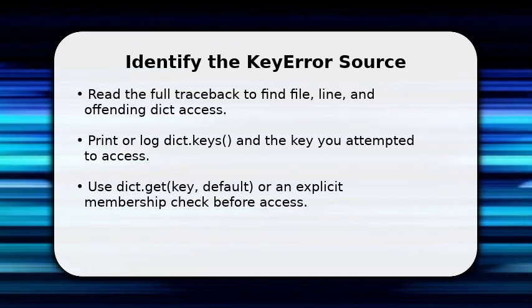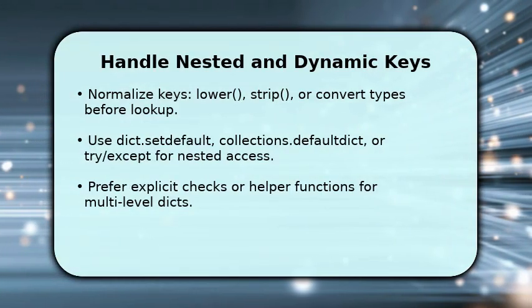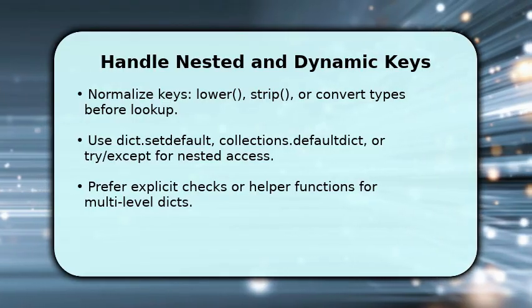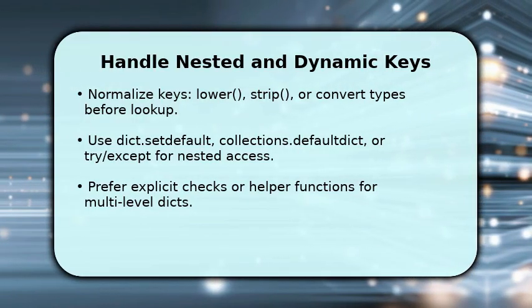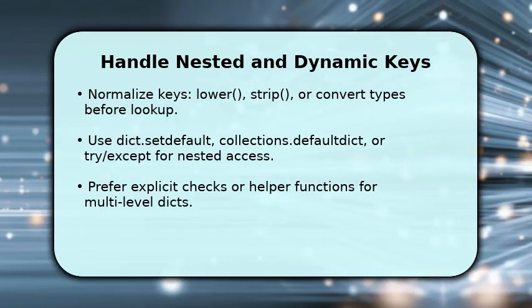Once done with the basic check, address complex structures. Normalize incoming keys by trimming whitespace or converting to the correct type so lookups match. For nested dictionaries, either use helper functions that walk keys safely or use try/except KeyError blocks around explicit accesses.